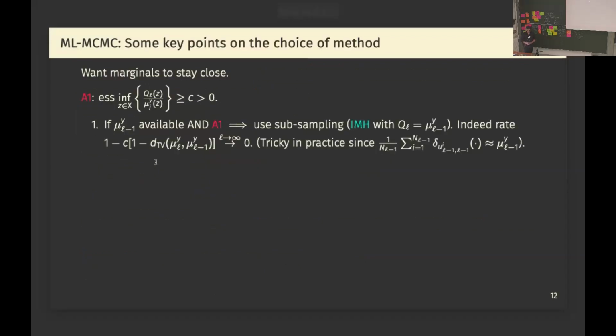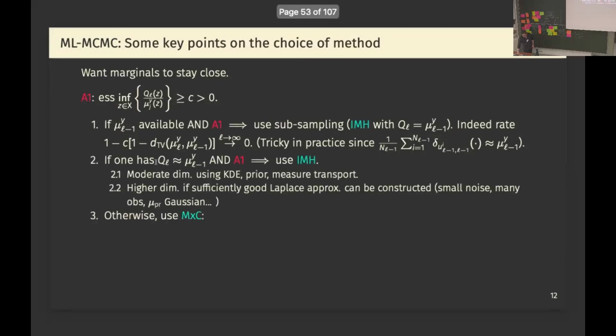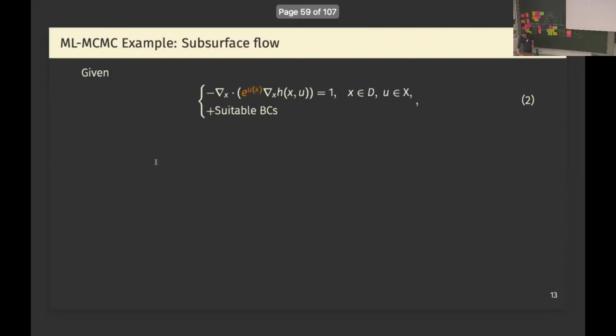Okay, I'm probably going to skip this part. Okay, so just in the interest of time, I'll just skip to numerical examples.